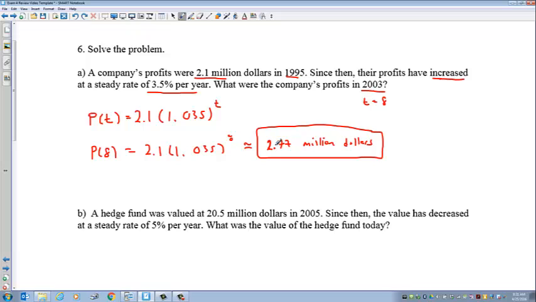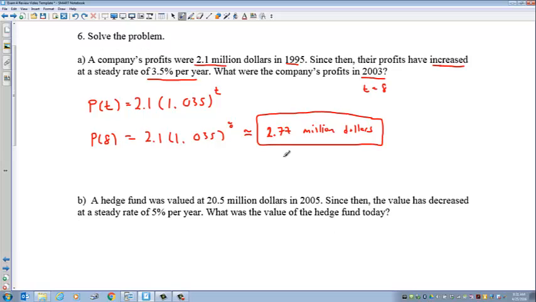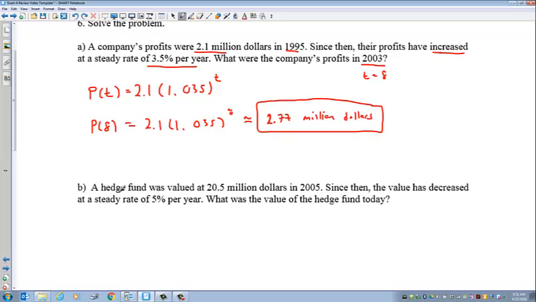All right, so that's an example of doing growth, and of course then below it we have an example with decay. So a hedge fund was valued at $20.5 million in 2005. Since then the value has decreased by 5% per year. What was the value of the hedge fund, or what is the value of the hedge fund today?